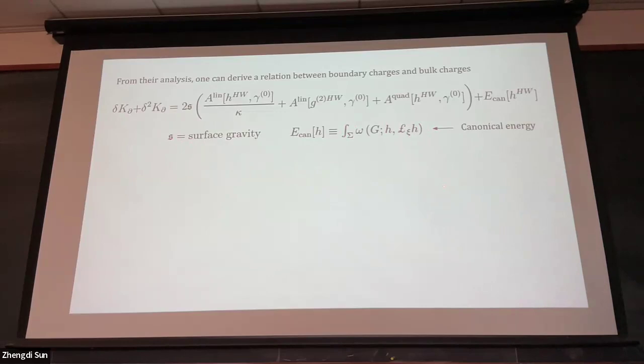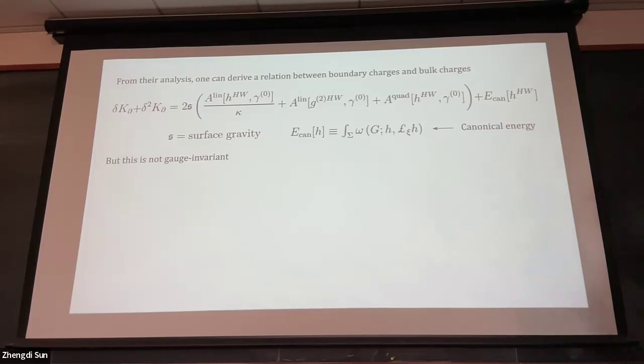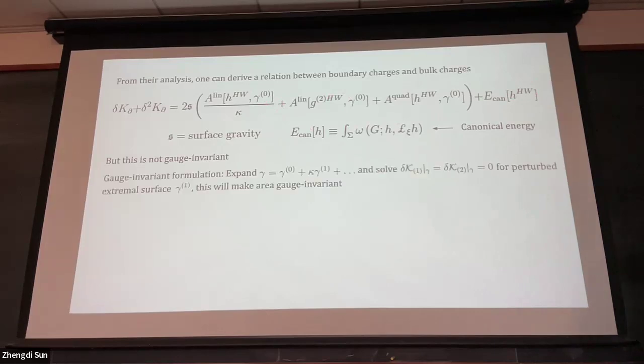Okay, but this thing is actually a funny object. So I said it's kind of like the boost energy, but it's actually not gauge invariant in an important way. So this whole thing is not gauge invariant. These areas are not gauge invariant. They're defined in some specific gauge. And this E canonical is also not manifestly gauge invariant. Okay, so how do we make this thing gauge invariant?